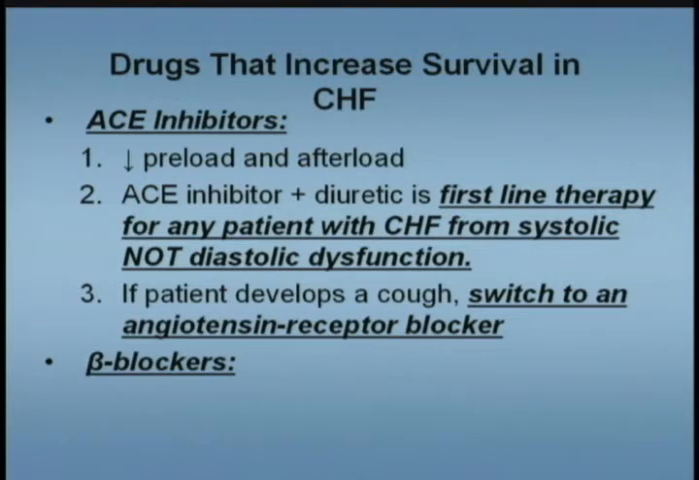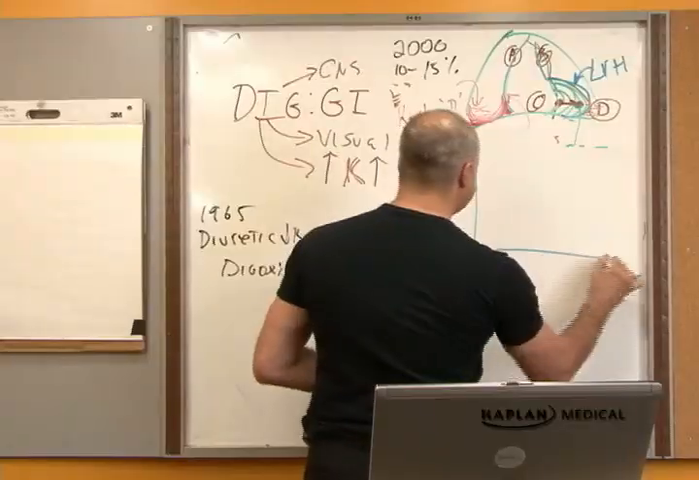Now, if you have a person who has a low ejection fraction, how low does the ejection fraction have to be before you withhold the beta blocker? The ejection fraction.